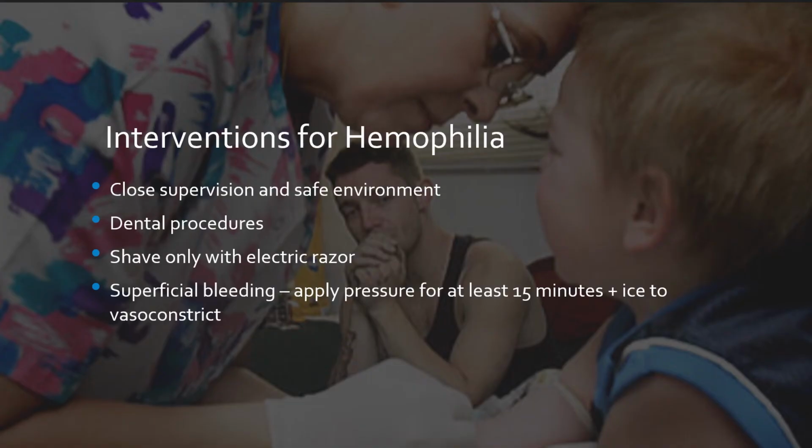Some of the interventions for hemophilia are close supervision and a safe environment. With dental procedures, we just need to be in a very controlled situation, and the dentists need to be aware that they have this disorder. We only want to shave with an electric razor. If we shaved with a regular razor and we nicked it, again, it's going to cause excessive bleeding. So they only get electric razors. For superficial bleeding, we want to apply pressure for at least 15 minutes plus ice to help vasoconstrict. If they have significant bleeding, they may need a transfusion for that factor replacement.